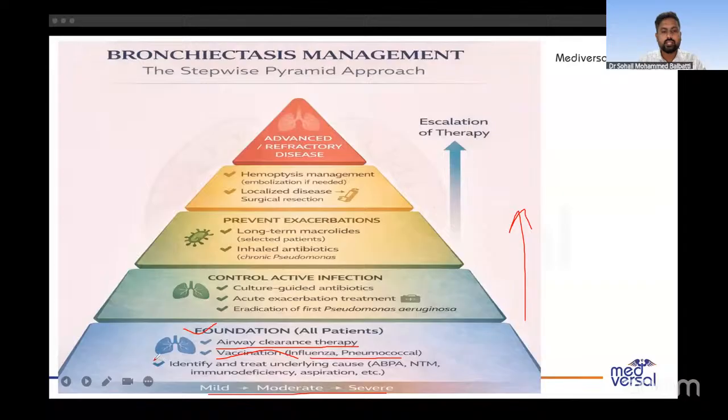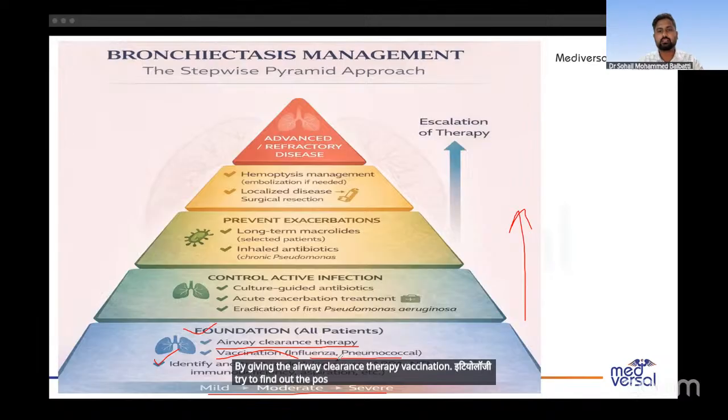And a very important aspect is to identify and treat the underlying cause. Don't just leave a bronchiectasis patient by giving airway clearance therapy, vaccination, and long-term or short-term antibiotics. Try to find out the etiology. Try to find out the causative factor. If you treat the causative factor, the progression can be reduced, the progression can be slowed down.